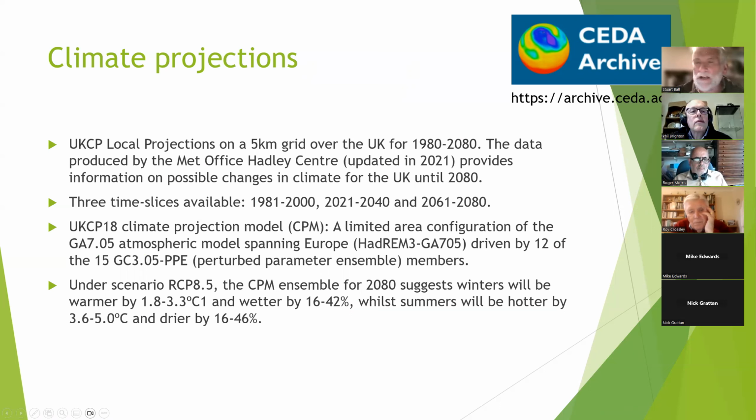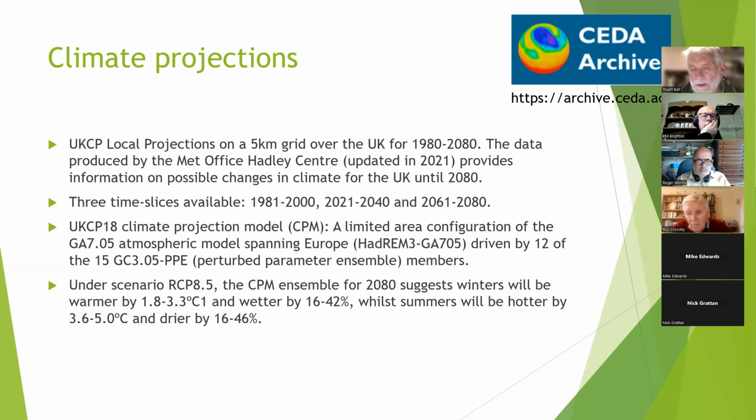Now, I don't pretend to understand the climate modelling. There is lots of reference material available to describe the science behind this. There are various atmospheric models. This particular one is called GA7.05. The problem with all of these is there are lots of physical parameters involved in trying to predict what the climate is doing.